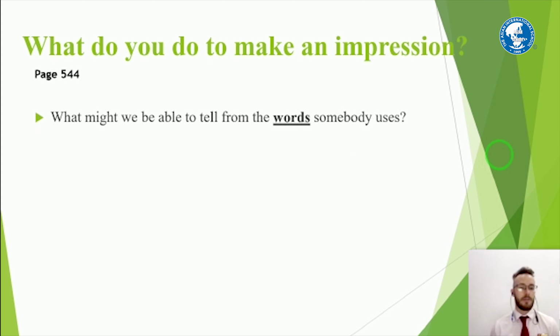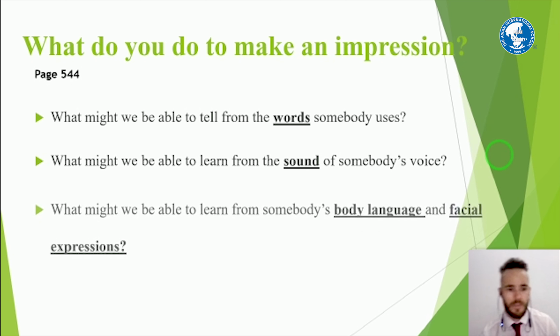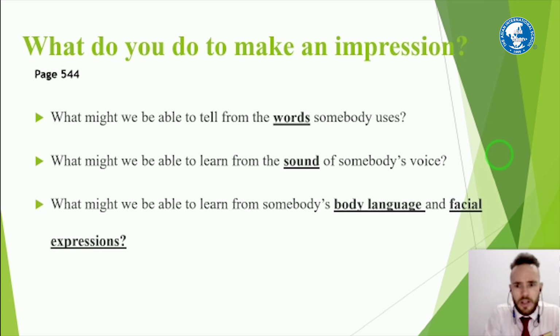Now then, in a moment, I'm going to ask you to pause the video and open your notebooks and write down a few words that come to mind when you think about these questions. So, what might we be able to tell from the words somebody uses? What might we be able to learn from the sound of somebody's voice? And what might we be able to learn from somebody's body language and facial expression? Now, for this bit, they don't have to be full sentences, just a few words. What do you think we can learn? Okay, pause the video now and write a few things down.